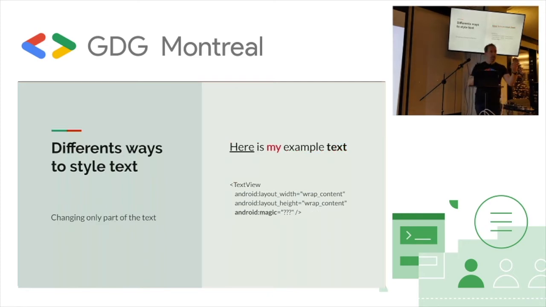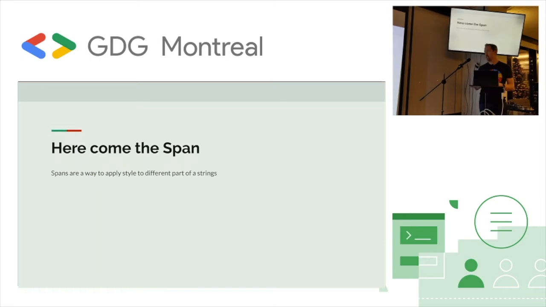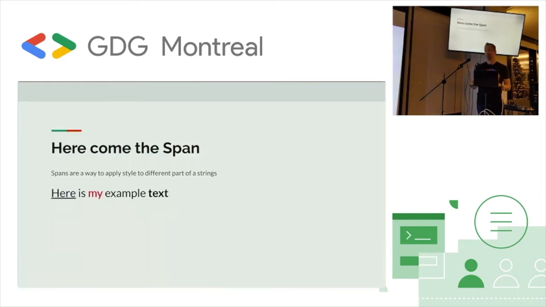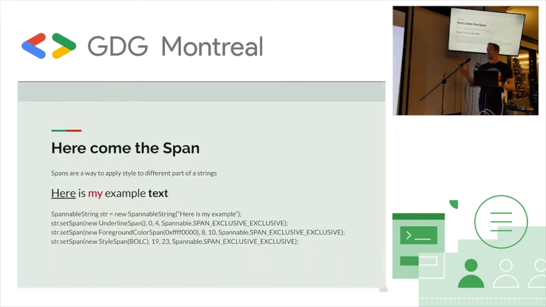You want to have an underline, or you want part of the text to be colored and part not. In that case, there's no way to do it strictly with just a text view. So that's where spannables come into light. Basically, here come the spans. A span is a way to create an example like this one, where part of the string is styled differently than the other. In that case, we can use different, what they call spans.